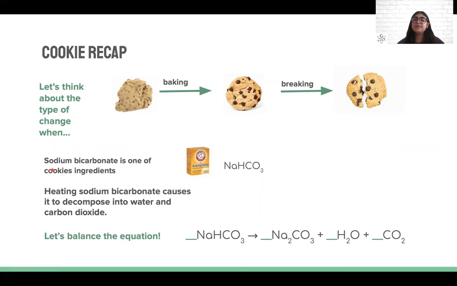And then also sodium bicarbonate is one of the ingredients of cookies. You might know it as baking soda. The chemical formula is NaHCO3. So this is sodium, hydrogen, carbon, and 3 oxygens. Heating sodium bicarbonate, so if we add heat to it, causes it to decompose into water and carbon dioxide. So basically, we have here sodium bicarbonate. We add heat to it, a chemical reaction happens, and we get these three things as a result of the chemical reaction.